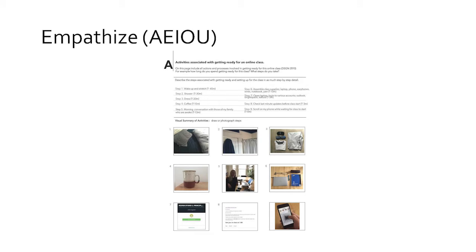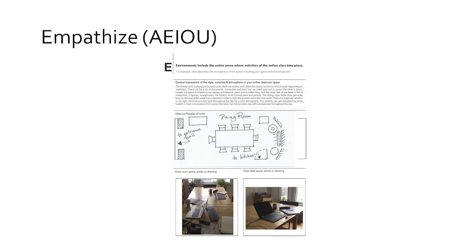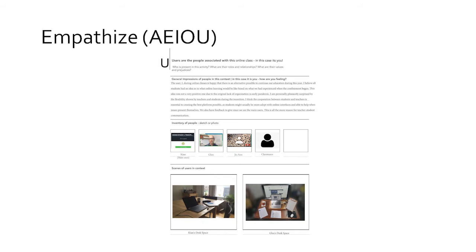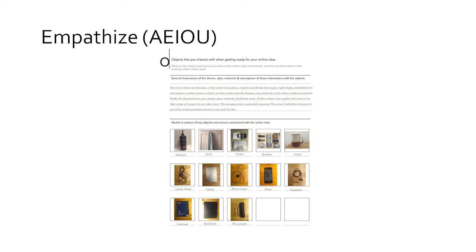Moving on to the AEIOU worksheets, I noticed that our environments were much wider than we initially thought, and that there were many more things to take into consideration, such as the people in our classrooms, the people in our home environments, and especially the objects. While some of them may be essential to your preparation, they could be considered distractions for our in-class participation, like our sketchbooks, our phones, and our food.